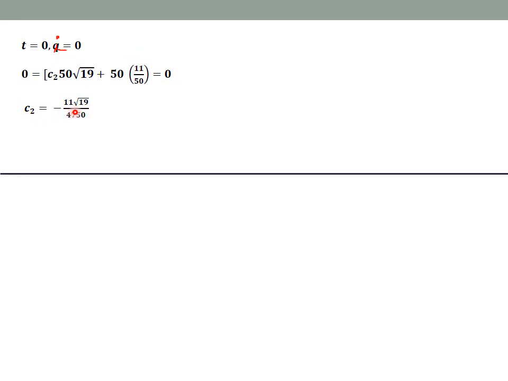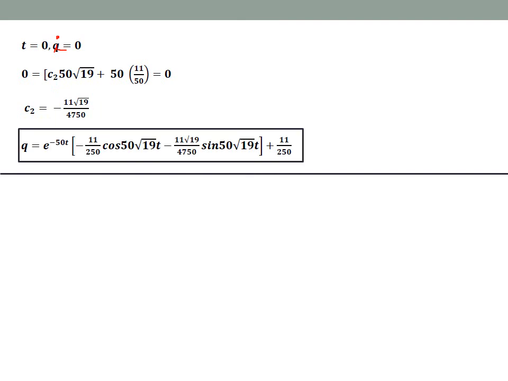This is I, sorry, this is not Q, this should be I. So initially at time t equal to 0, my current I is 0. When I substitute that and simplify, I will get my C2 as minus 11 root 19 divided by 4750. So just substitute this condition in your I equation, you will get the value of C2. Then finally my charge Q is equal to e power minus 50 into, this is my final answer.